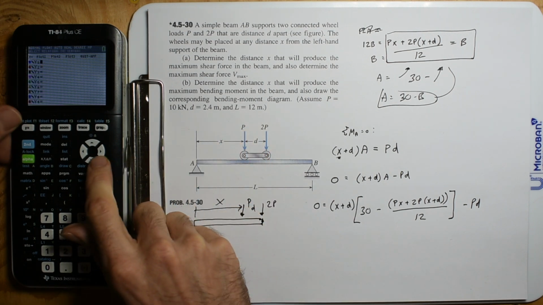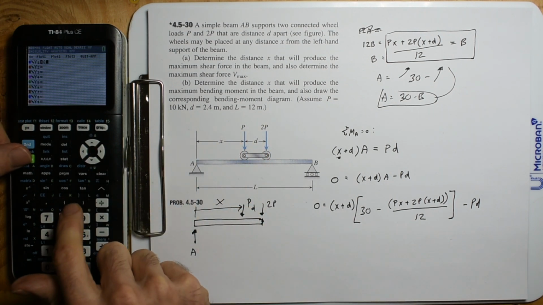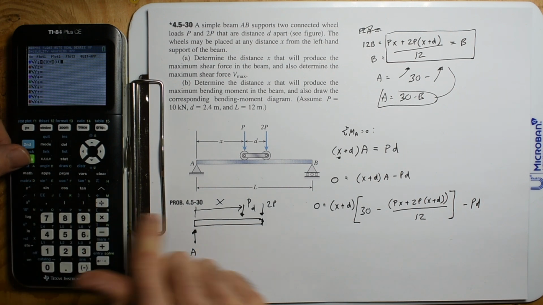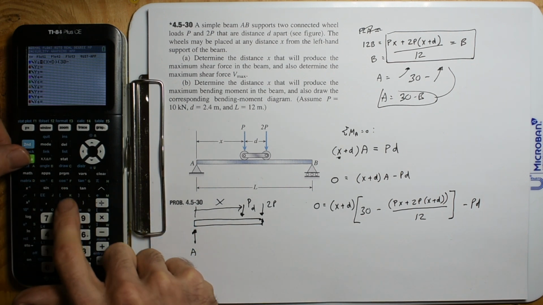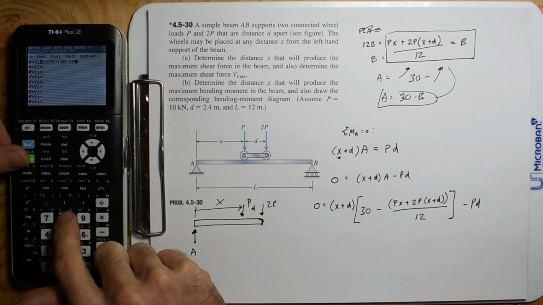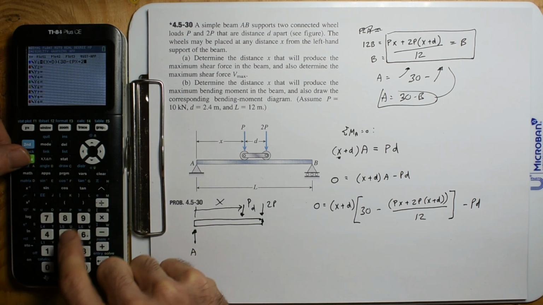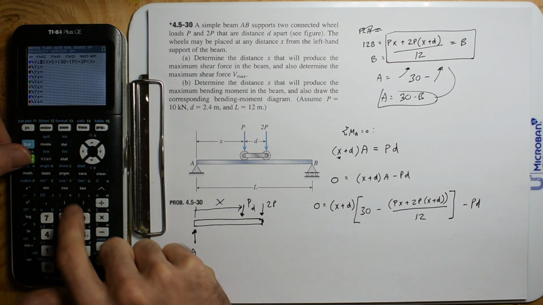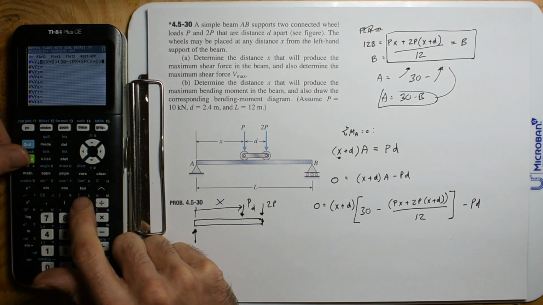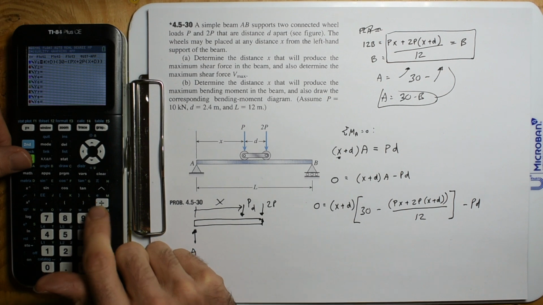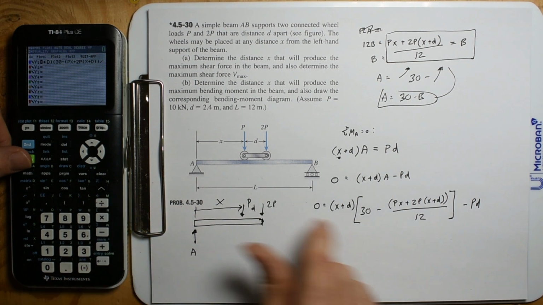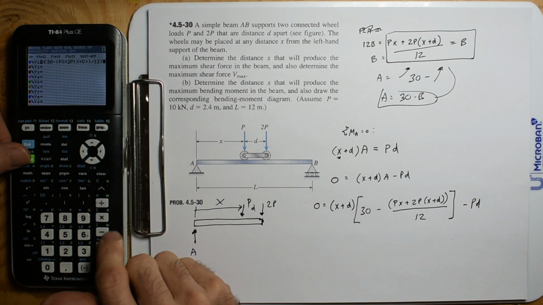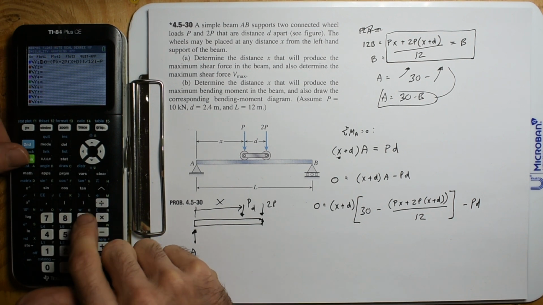Alright, so we're set. So we're going to go x plus d, parentheses 30 minus px plus 2p times x plus d. Alright, and then divided by 12. Sweet. Another parentheses, minus alpha pd.